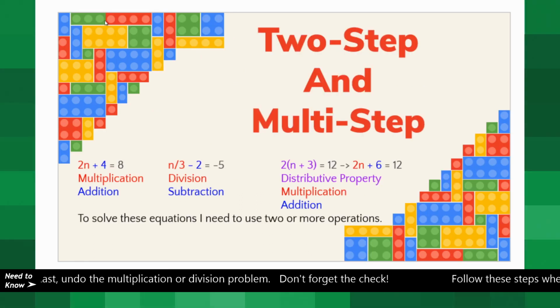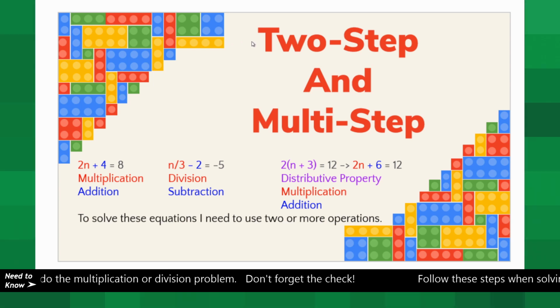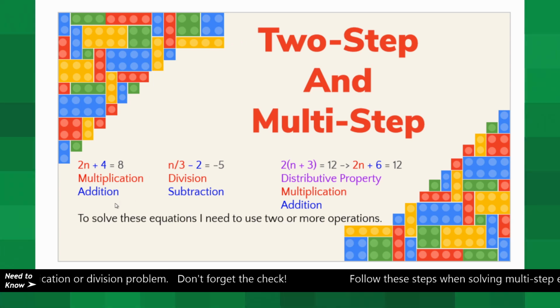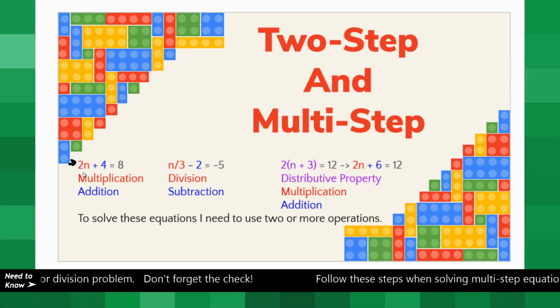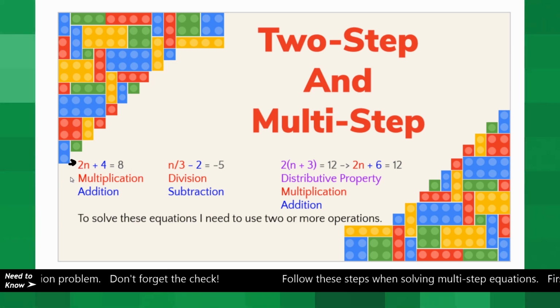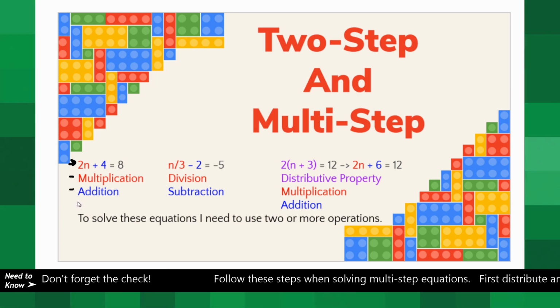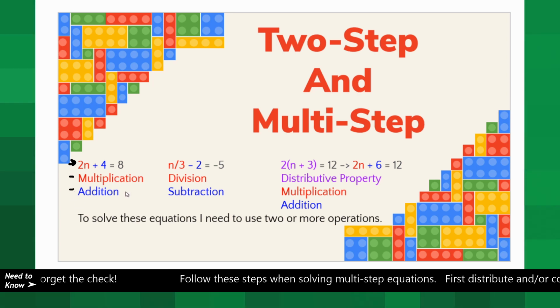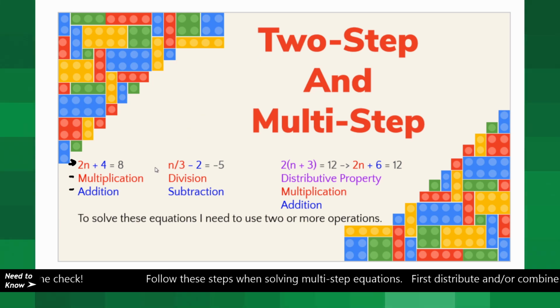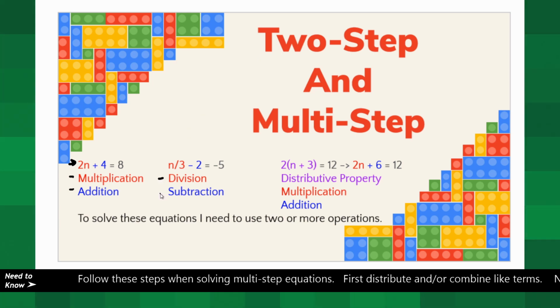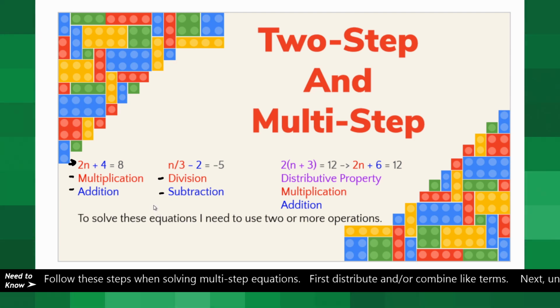So when we talk about two-step and multi-step equations, what we're talking about here are equations where there's more than one operation. So for example, here, I have 2n plus 4 equals 8. Well, the 2n is multiplication, and then I have a plus 4, an addition problem. So I have multiplication and addition, two steps. In the second problem, I have n divided by 3 minus 2. I have a division problem and a subtraction problem, two steps.